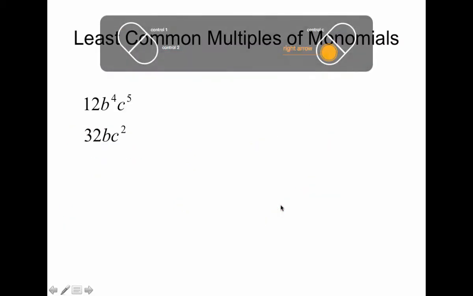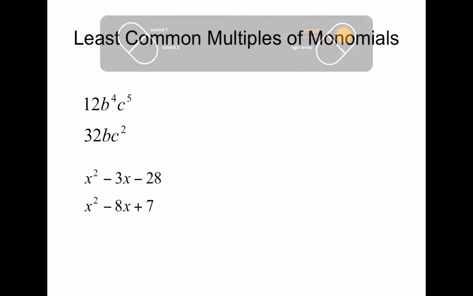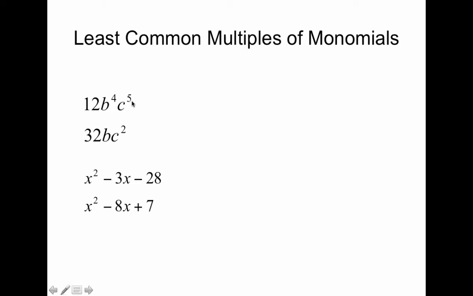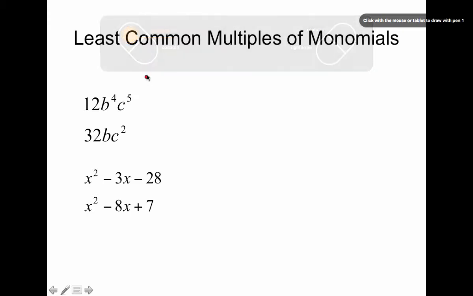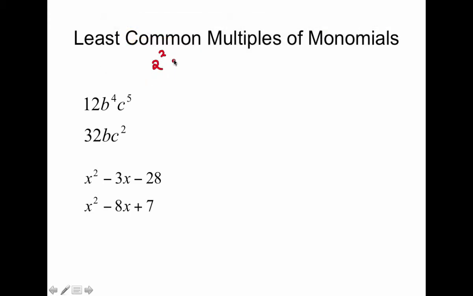We'll take a look at more of those. Let's start with this 12. Again, 12 can be written as 2 squared times 3. If you're not sure how to get this, just start dividing by 2. Divide by 2 is 6. Divide by 2 is 3. 2 times 2 times 3. That's where this comes from.